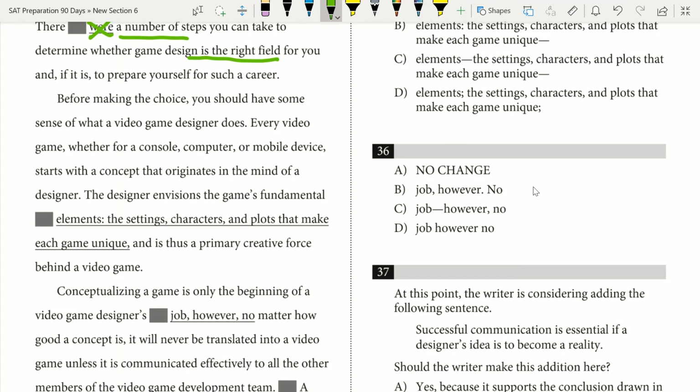Every video game, whether for a console, computer, or mobile device, starts with a concept that originates in the mind of a designer. The designer envisions the game's fundamental elements. Now I describe those fundamental elements. I say the settings, characters, and plots that make each game unique. That's describing those elements. Now, the next thing I see is I continue my thought after elements, right? I say, the designer envisions the game's fundamental elements and is thus a primary creative force behind the game.